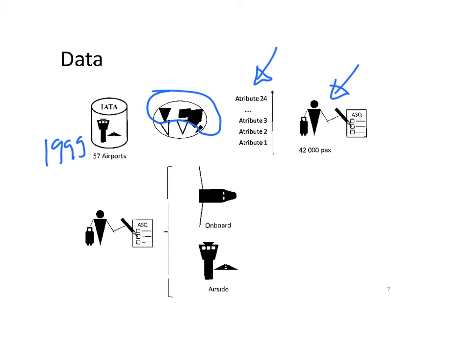The passengers are surveyed in two different ways. One is on board the aircraft by flight attendants, or second is at the waiting area of the airside of the airports.